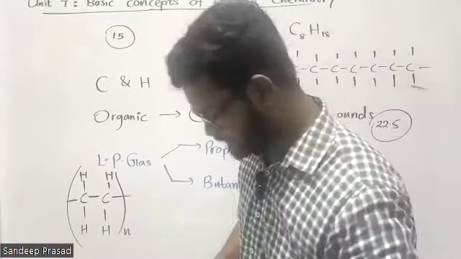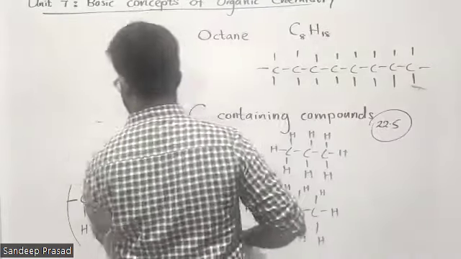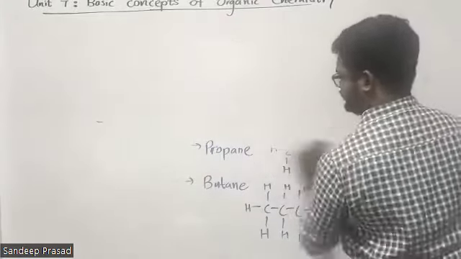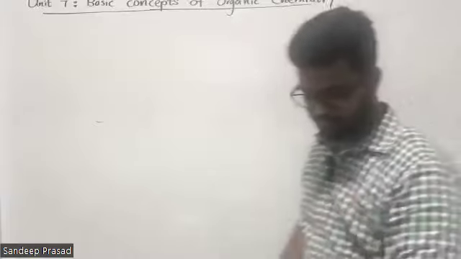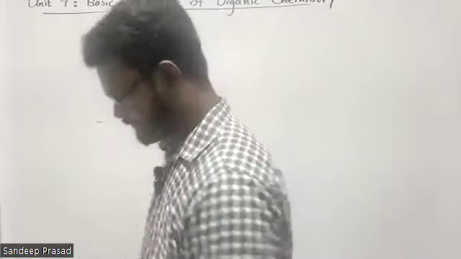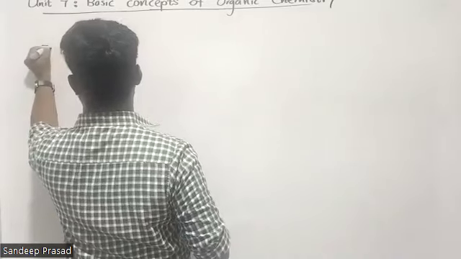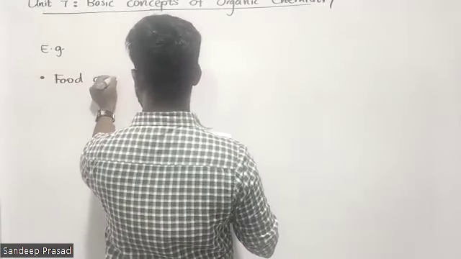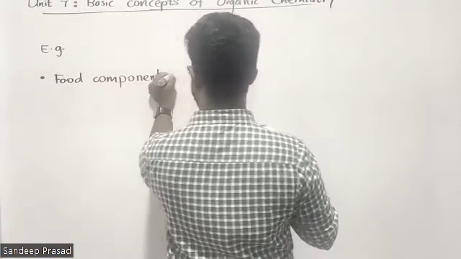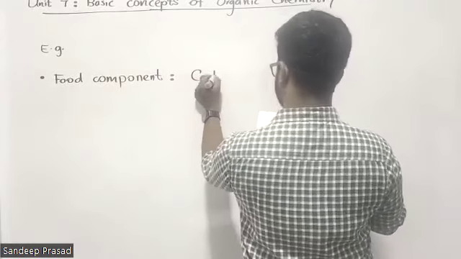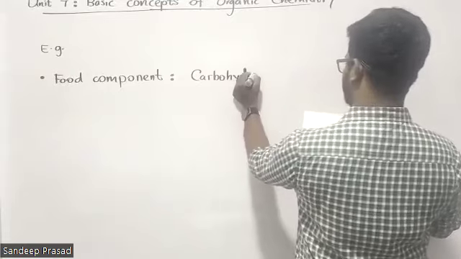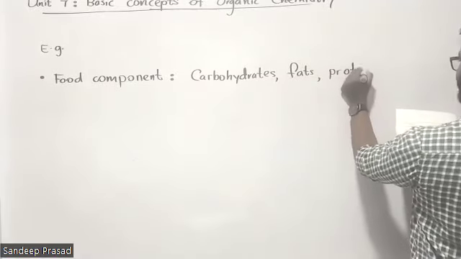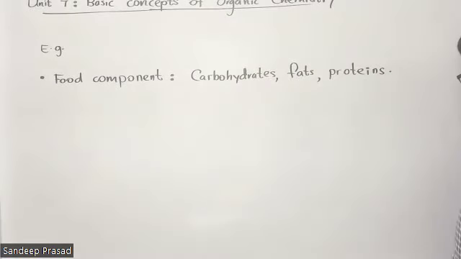So quickly fill the tutorial. Example. As a food component, carbohydrates, you have already learned about these things in biology, right? Fats, proteins. So these compounds contain carbon. Can you remember?